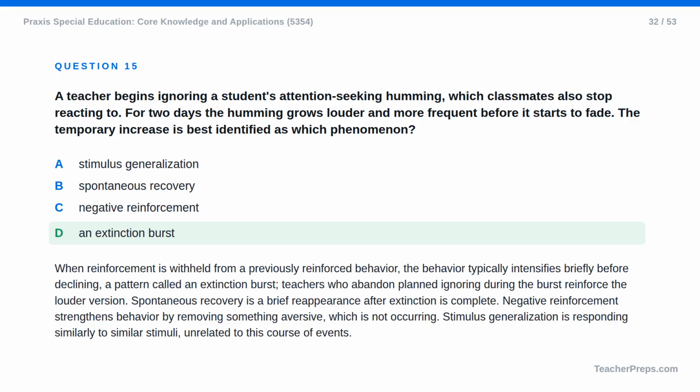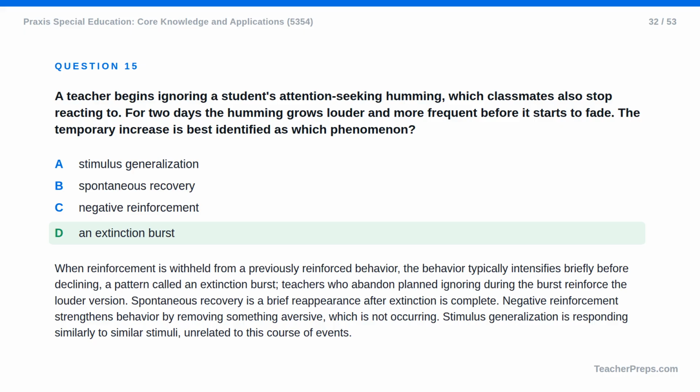An extinction burst. When reinforcement is withheld from a previously reinforced behavior, the behavior typically intensifies briefly before declining, a pattern called an extinction burst. Teachers who abandon planned ignoring during the burst reinforce the louder version.